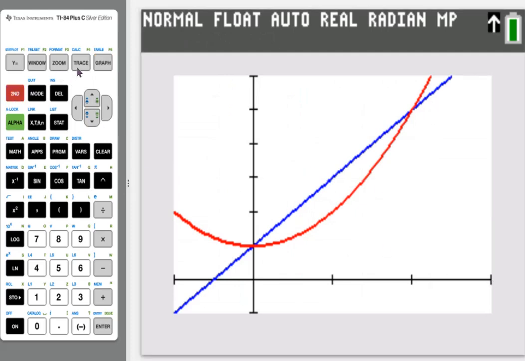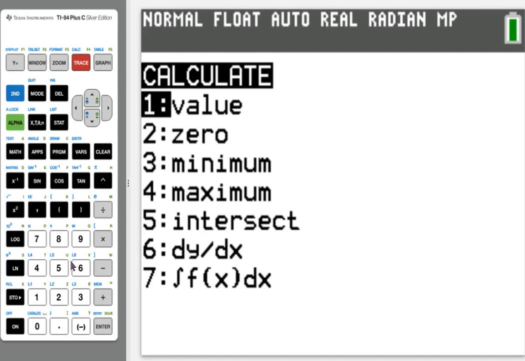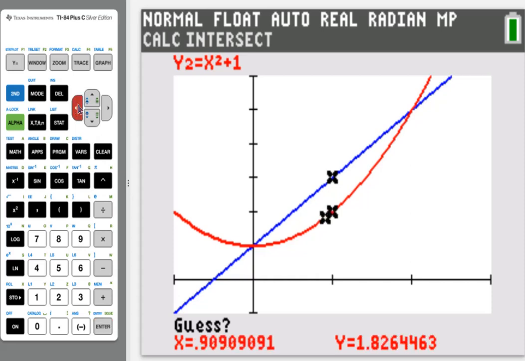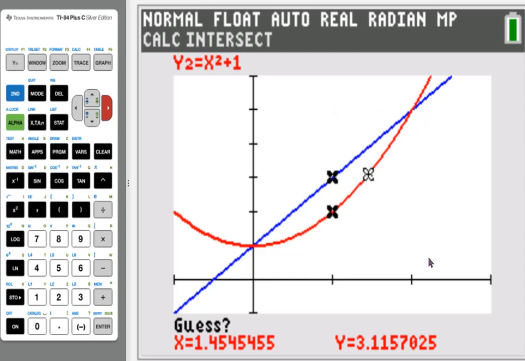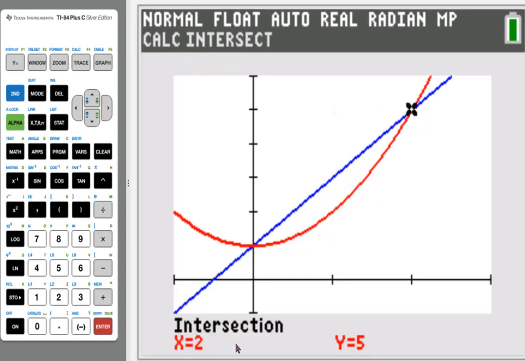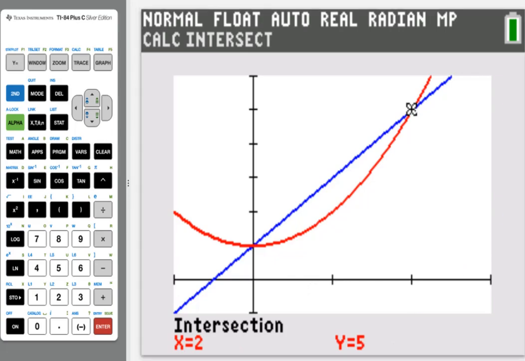So the other thing that you can do is go to calculate, choose intersect, and then choose your first curve, which would be the blue one. The second curve is the red one. And then for the guess, since I do have two points of intersection, you can move your cursor over to the guess, or if you think it looks like it's happening around 2, you can just guess x equals 2, and then at the bottom of the screen, it tells you the intersection.